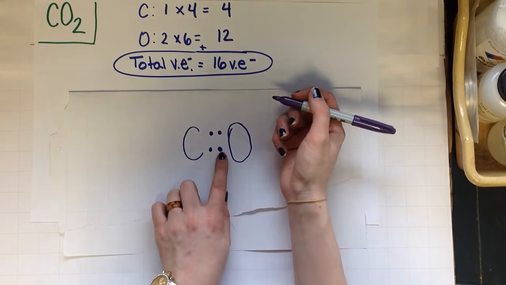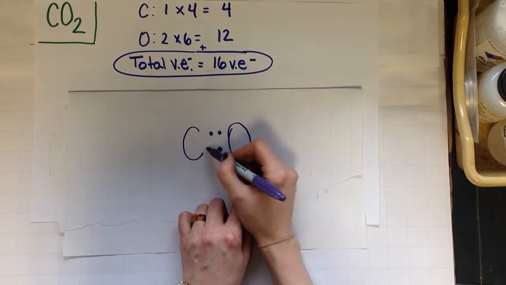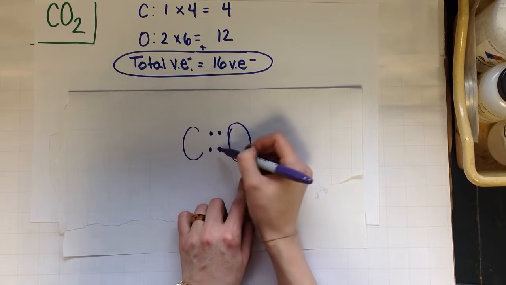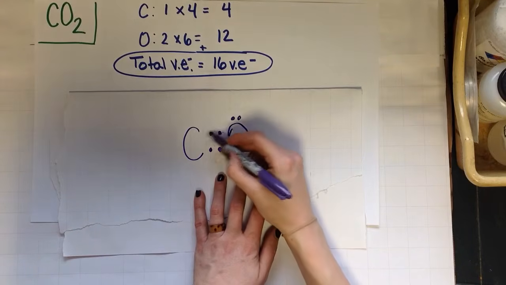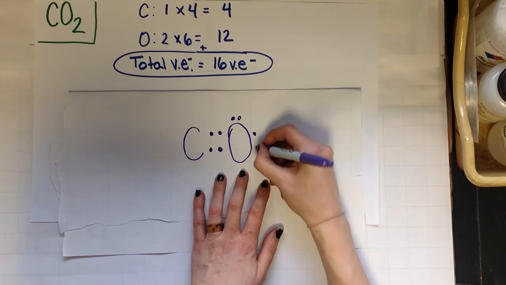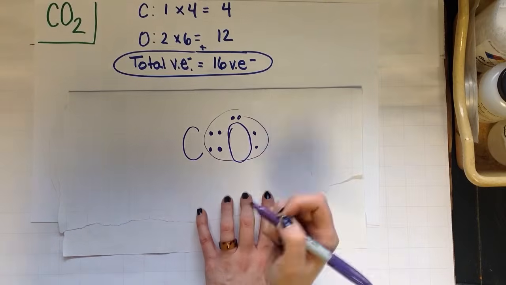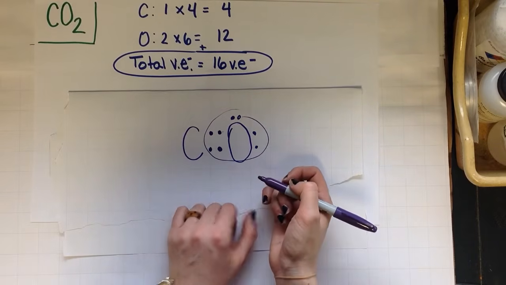Now I have a double bond. So this oxygen has 1, 2, 3, 4. This carbon has 1, 2, 3, 4. Then I'm going to make this one happy. So I've got 4 here, 5, 6, 7, 8. 8 valence electrons, happy.